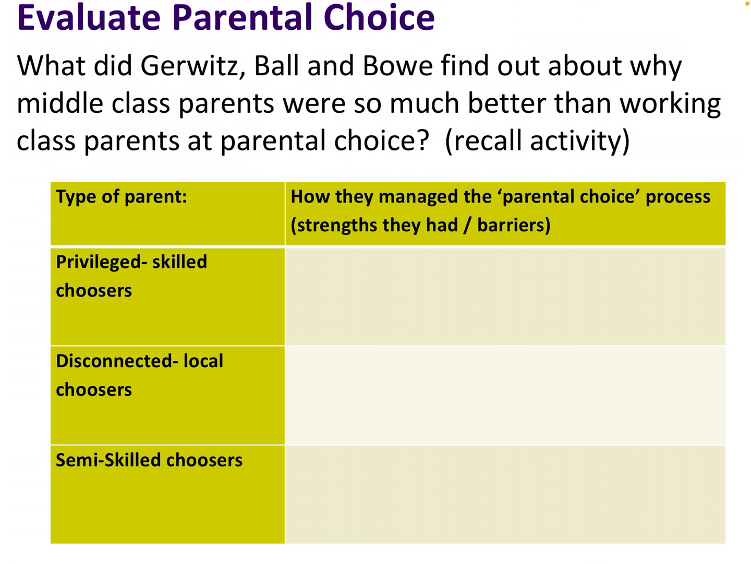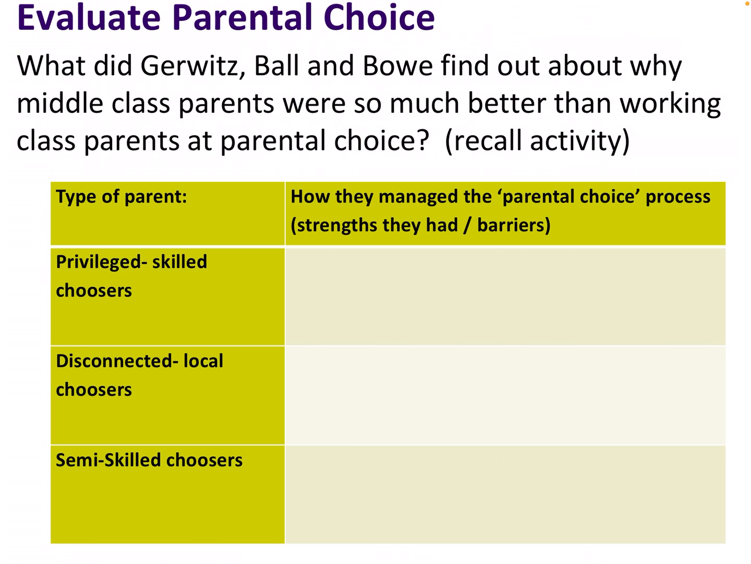Now, I would like you to do this as a recall activity. I don't want you to look back at your notes until you've had a go at it. What did Gewirtz, Ball and Bowe, or Gewirtz et al., find out about why middle class parents were so much better than working class parents at parental choice? We've already looked at this study, okay? So you do already have notes on it. But like I said, I'd like you to have a go at recalling as much as you can before checking your notes to fill in this table.